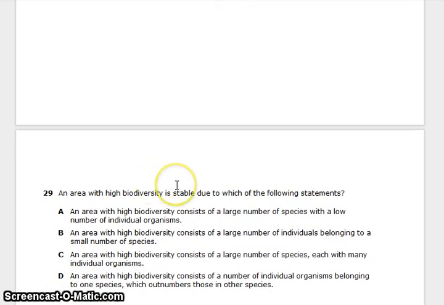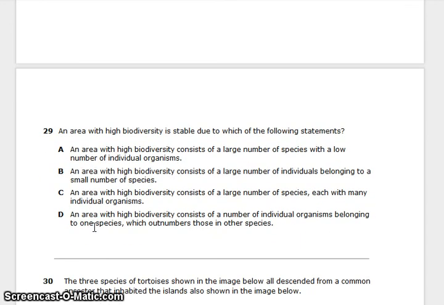29. An area with high biodiversity is stable due to which of the following statements? A. An area with high biodiversity consists of a large number of species with a low number of individual organisms. B. An area with high biodiversity consists of a large number of individuals belonging to a small number of species. C. An area with high biodiversity consists of a large number of species, each with many individual organisms. D. An area with high biodiversity consists of a number of individual organisms belonging to one species, which outnumbered those in other species.